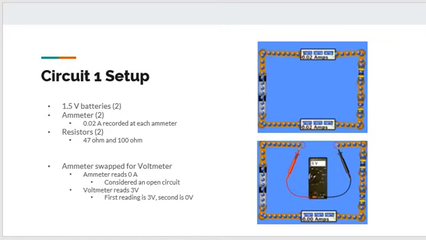On the right, a 47 ohm resistor and 100 ohm resistor were constructed on the circuit. When the top ammeter was replaced with a voltmeter, the bottom ammeter then read 0 amps because the current could no longer flow through the circuit. The measurement recorded by the top voltmeter was found to be 3 volts. The circuit is now considered to be an open circuit since the voltmeter was in place of the first ammeter.